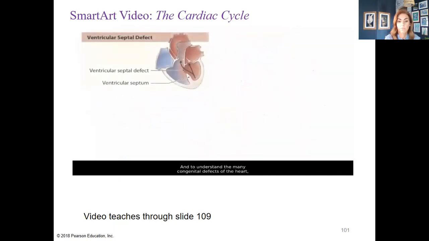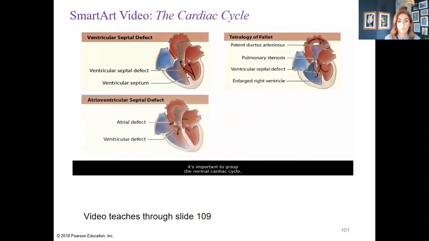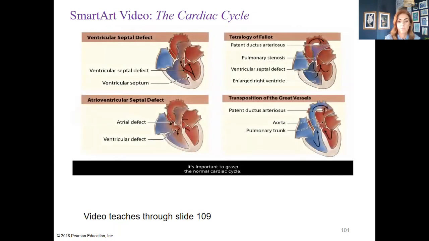And to understand the many congenital defects of the heart, it's important to grasp a normal cardiac cycle, as these cardiac abnormalities interfere with normal blood flow and valve function.